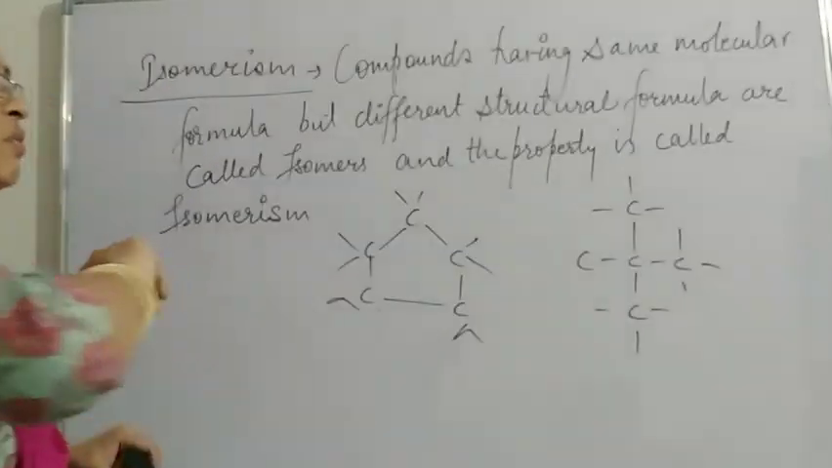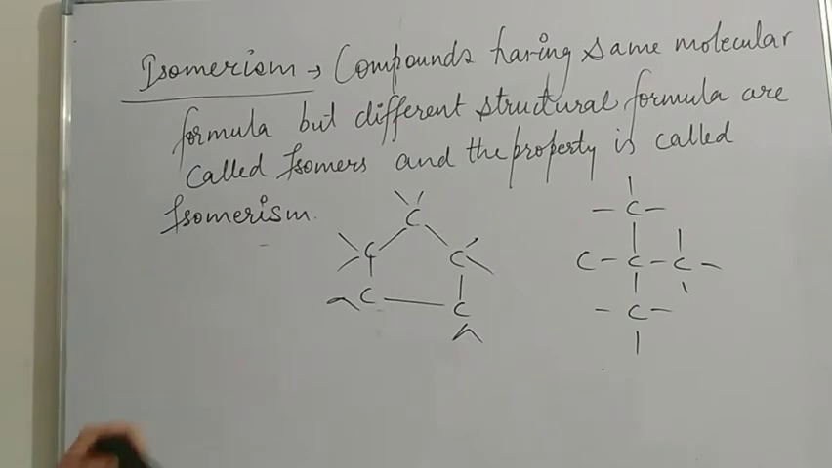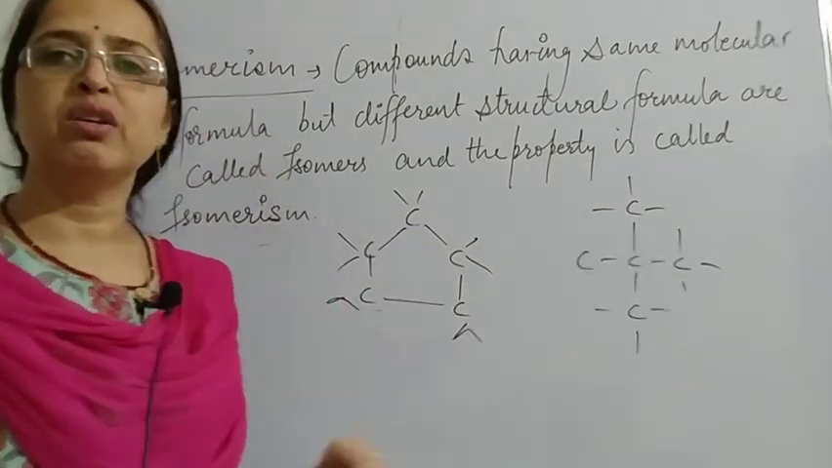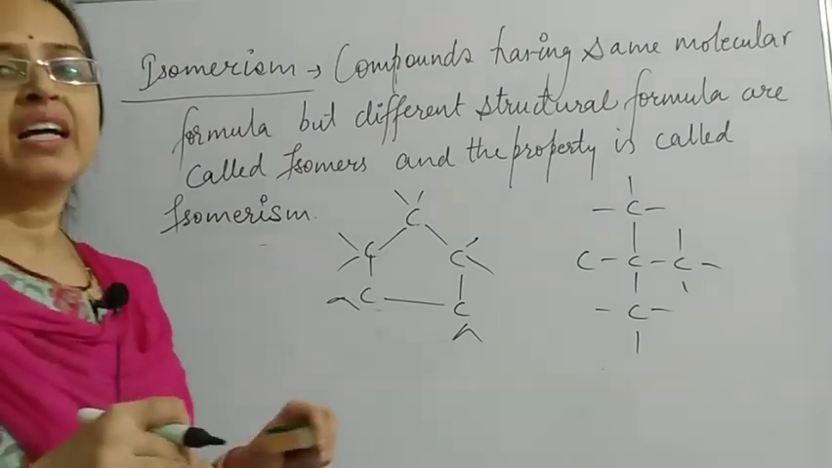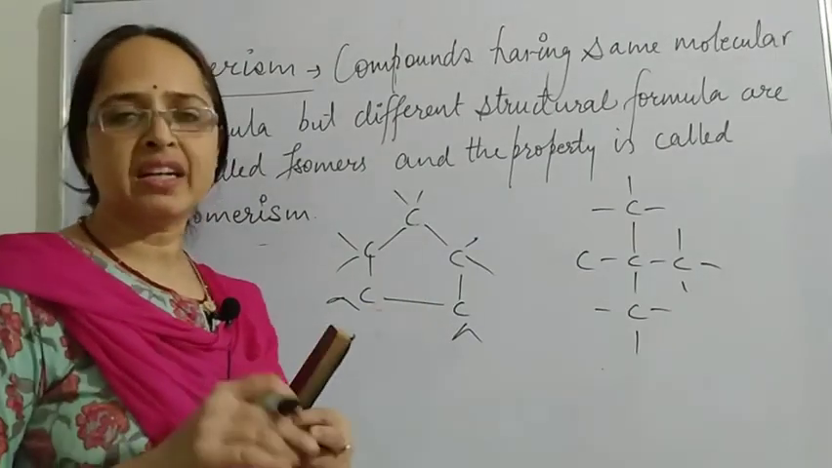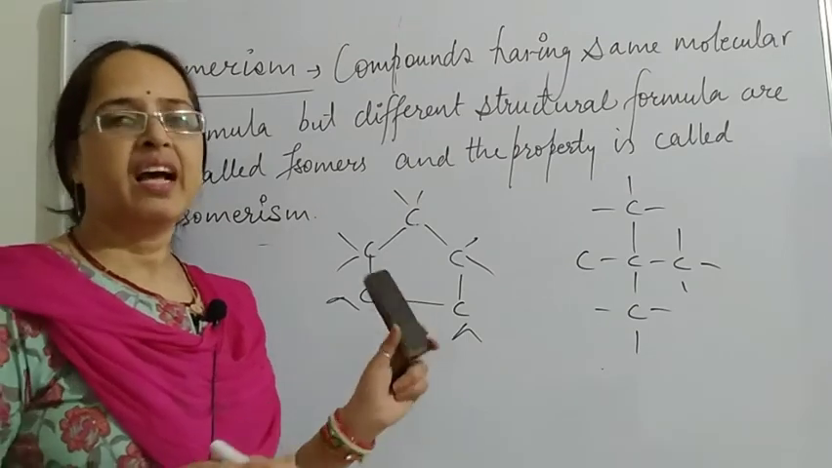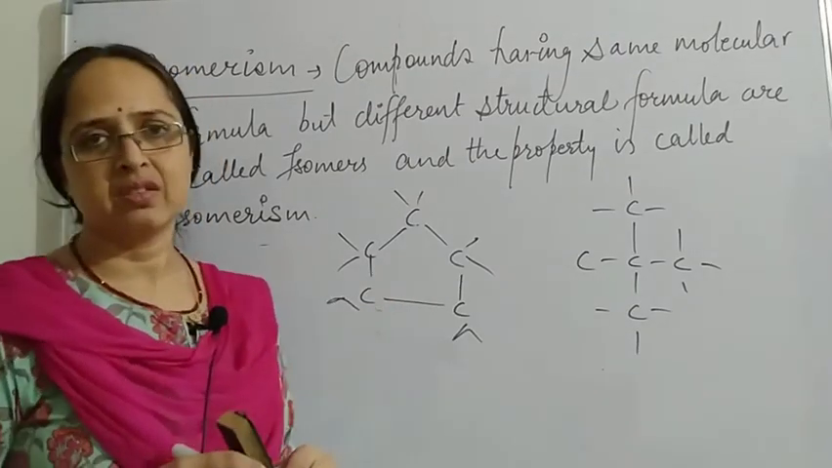So these form the isomers. Here we say that different structures are there, but the molecular formula remains the same. And these compounds can show the catenation property, they can form the long chain, they can form the branch chain, as well as they can form the rings.